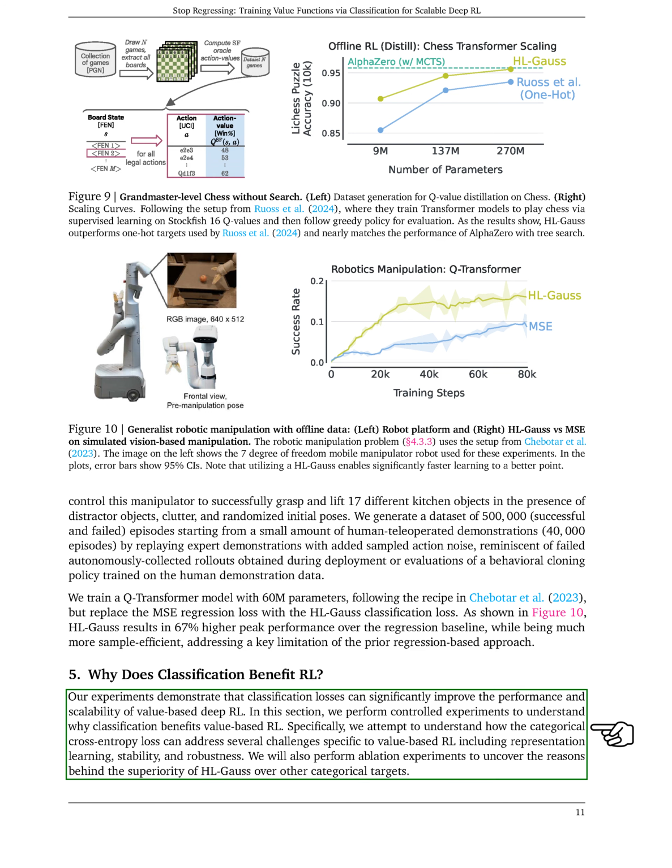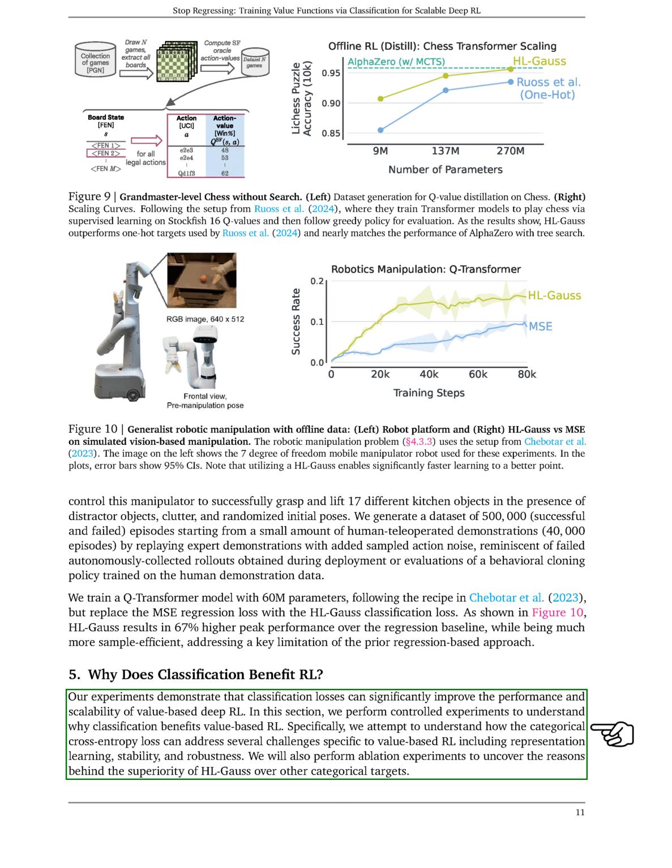We also sought to understand why classification losses significantly improve the performance and scalability of value-based deep reinforcement learning, RL. Through controlled experiments, we explored how the categorical cross-entropy loss could tackle challenges specific to value-based RL, such as representation learning, stability, and robustness. Additionally, we conducted ablation studies to pinpoint the reasons behind HL Gauss's superiority over other categorical targets.